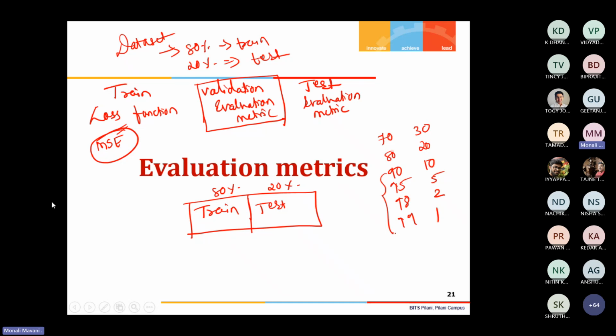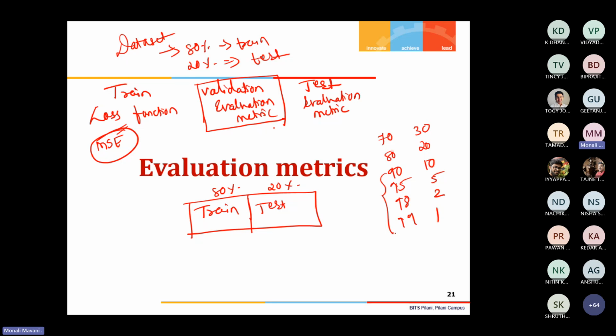You remember this expression? Mean square error. So loss function is essentially an error function, but there are many error functions possible. Which error function we use to calculate the loss and for the optimization? Mean square error. But we use that on the training data set and then we train it.